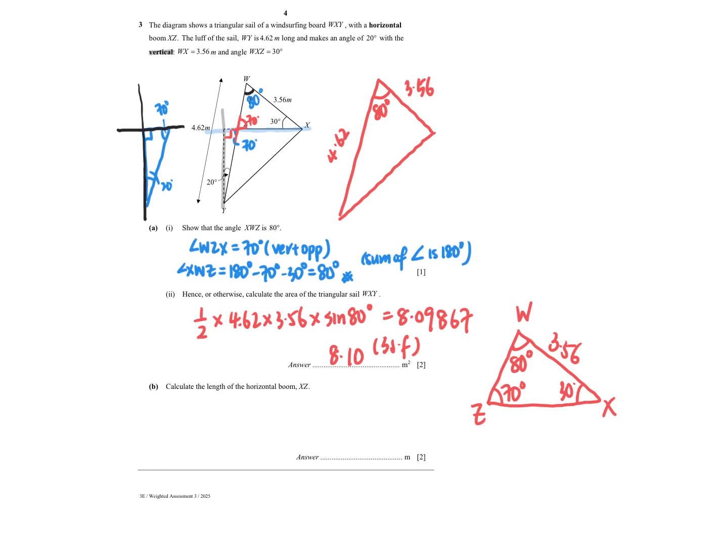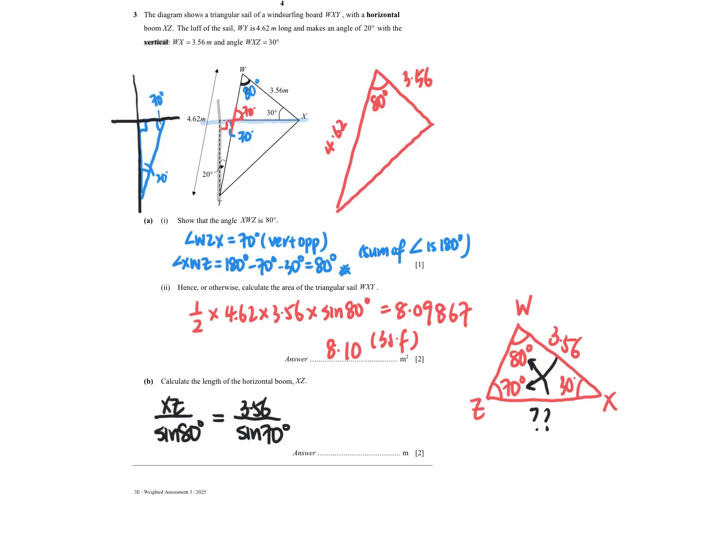Okay, so in order to find this line, what rule can I use? Why sine rule? All sides, then we use cosine. All angles, we don't use it. So sine rule, because you have 2 opposite pairs. So XZ over sine 80 equals 3.56 over sine 70. Okay, I must emphasize very carefully.